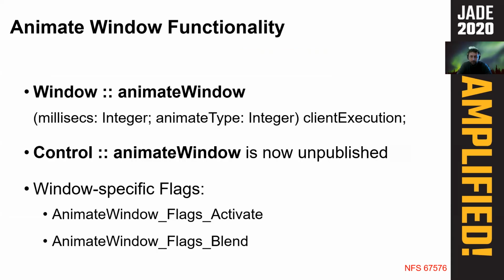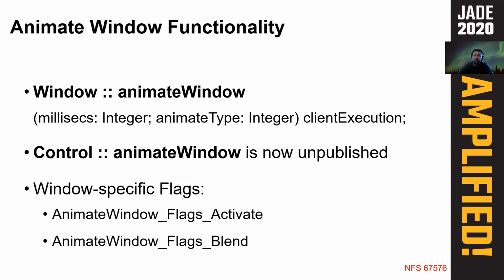The window class now provides the animate window method, which supersedes the control class method of the same name. This is the superclass implementation of the control class method, which has been made unpublished, so existing uses are unaffected. All of the previous animate control constants on the control class have also been made unpublished, and new equivalents have been added to the window class instead.